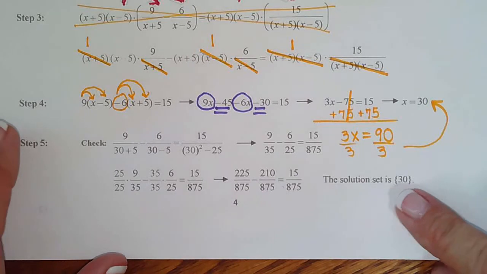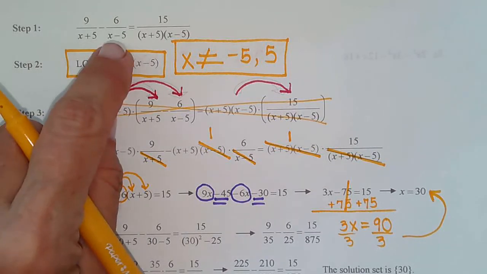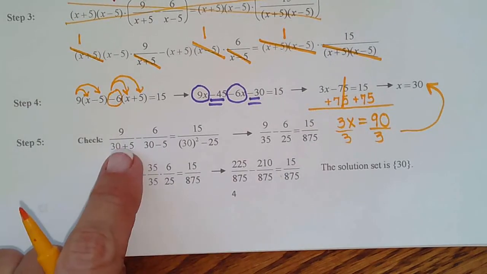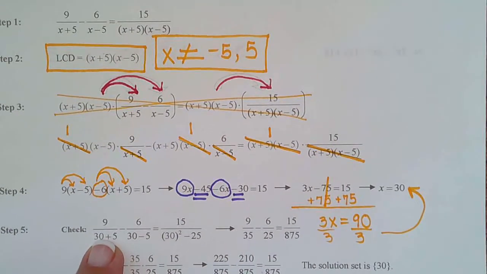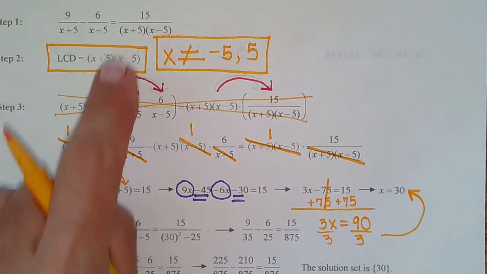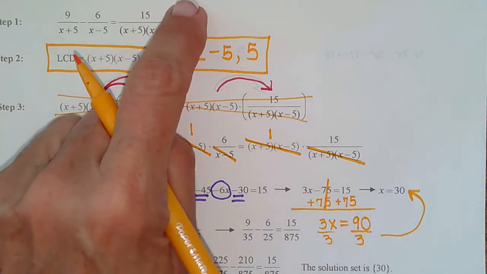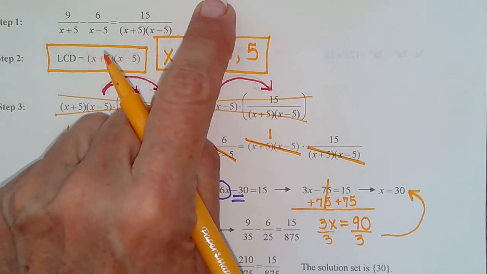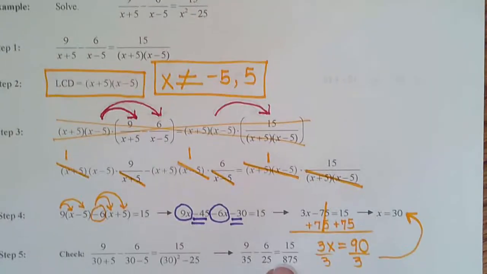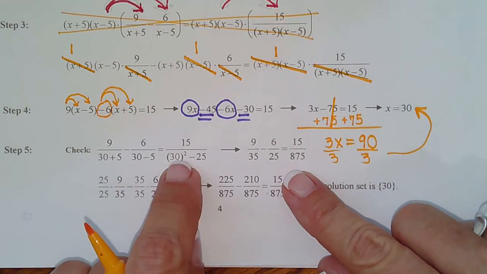And if you had a lot of extra time, you could do what they're showing here: plug in the 30 to all the x's and then use your calculator to evaluate. So they're just showing you how to do that. So the first one would become 9 over 30 plus 5, 35, and then 30 minus 5, 6 over 25 minus... And then 900 minus 25, if you put the 30 there, would be 875. So this is what it looks like after you put 30 in for all the x's.